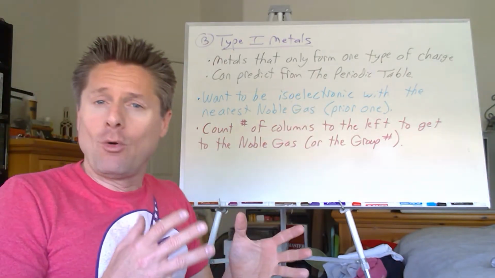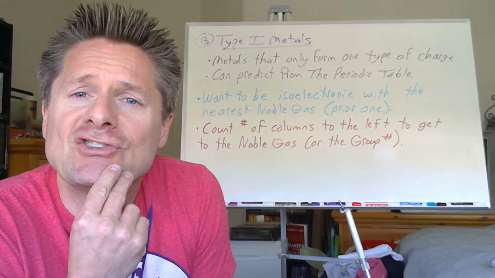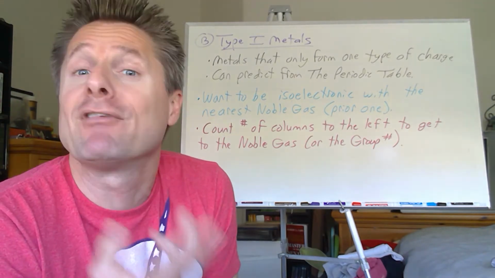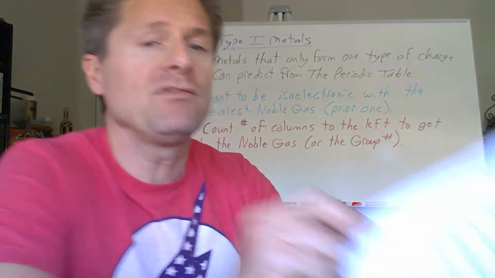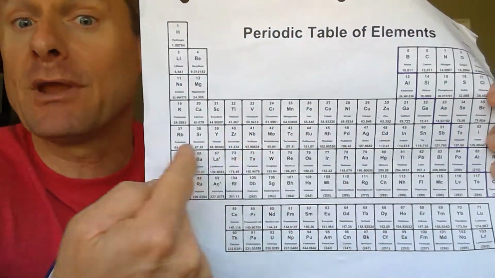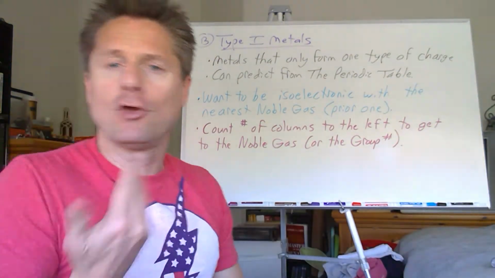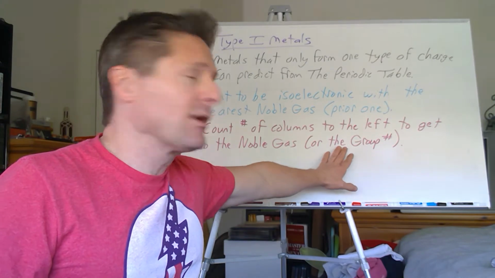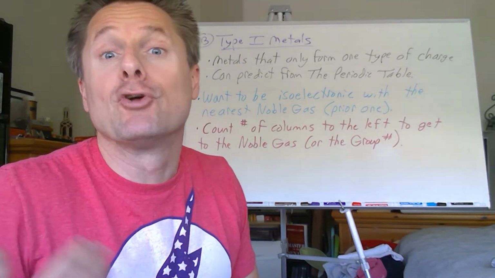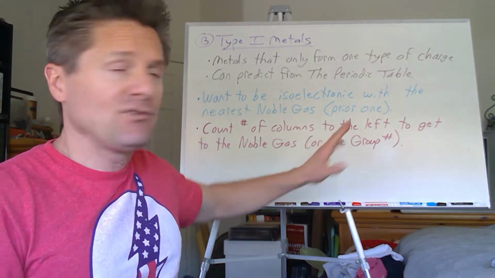And just like with noble gases, the driving force for these elements reacting is to be isoelectronic, have the same number of electrons as the closest noble gas. Now, for metals, since they're on the left-hand side, they're going to be closer to the prior one. Nonmetals are closer to the next one. So you're just looking for the closest prior noble gas and count the number of columns away. There's also another trick we can use for these type 1 metals. It's equal to the group number. So you can use either way to do that. So we'll do both ways.